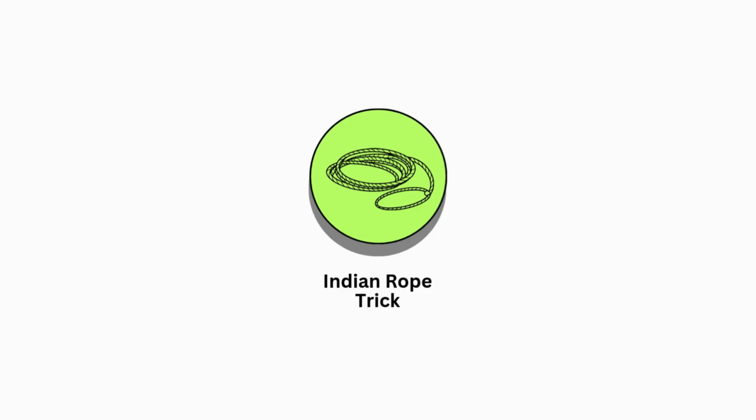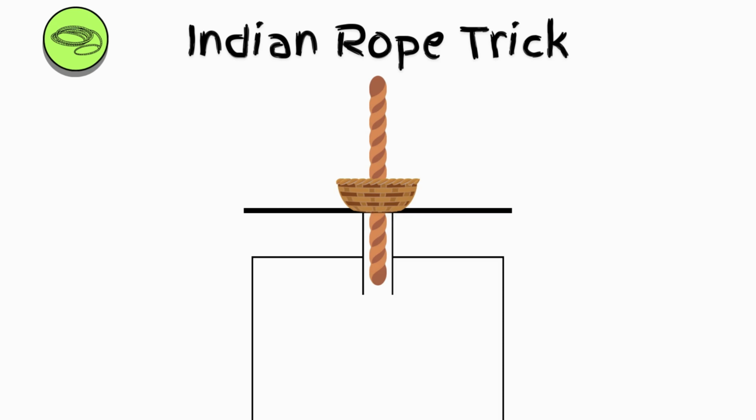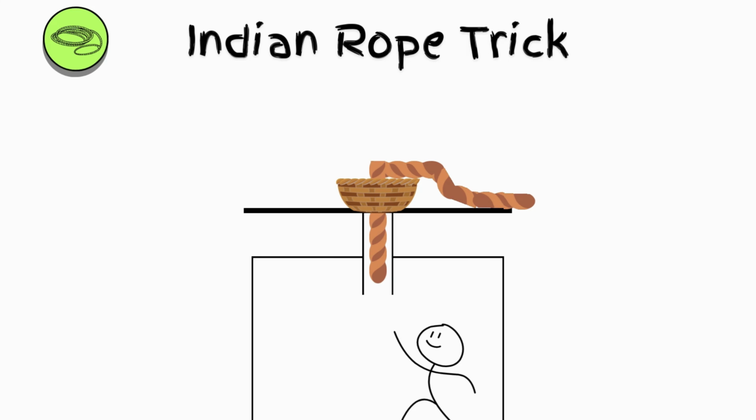Indian rope trick. This trick involves a rope that appears to stand erect. The rope itself is hollow, and it's secured to the lid of an underground cavity. An assistant hidden below extends a rod inside the rope, giving it rigidity, which is quickly withdrawn once the magician climbs. The rope then falls back to its original state.